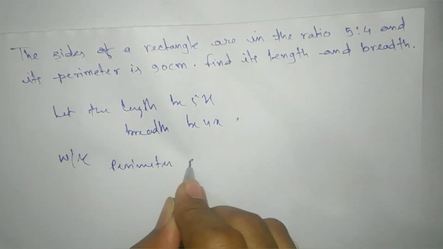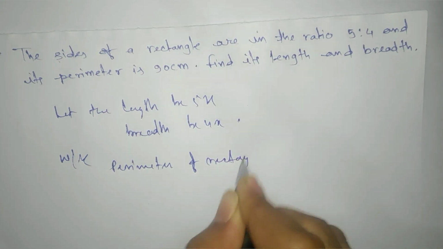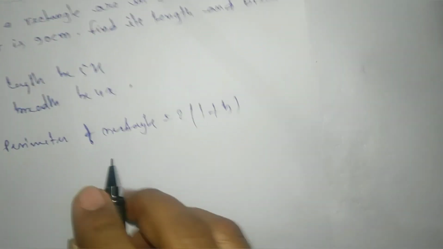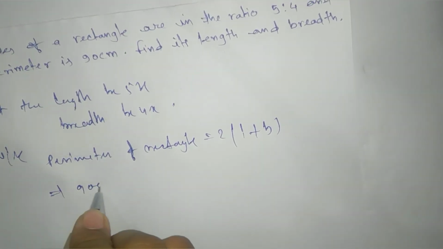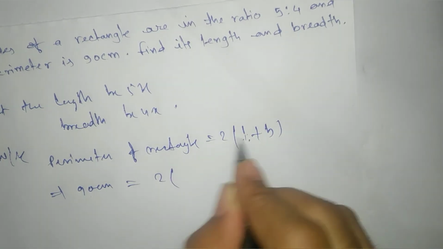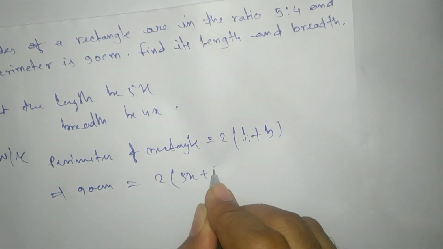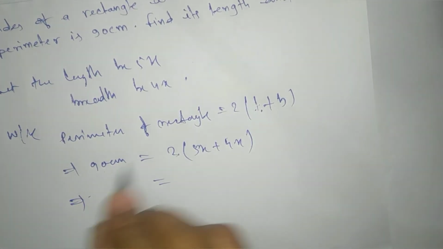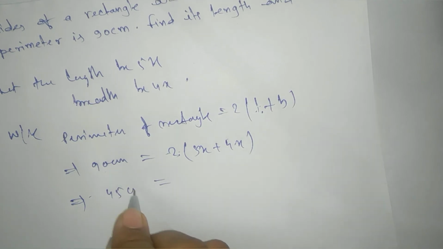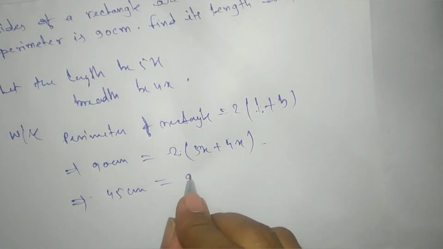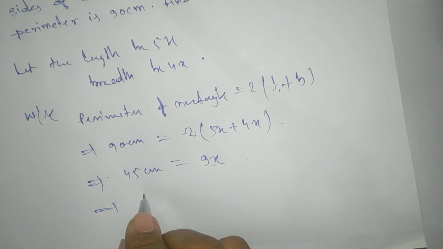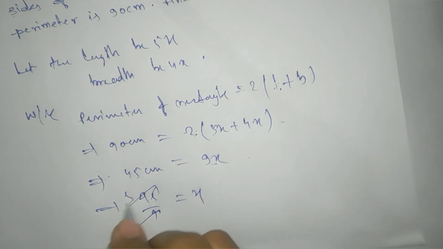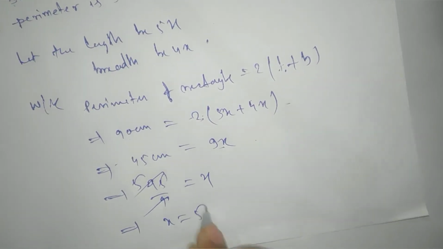The perimeter of a rectangle has a formula: 2 into (L plus B), length plus breadth. The perimeter is already given, 90 centimeters. We substitute L as 5x and B as 4x and add. Dividing 90 by 2 on this side, we get 45 centimeters, and on this side we get 9x. Now dividing 45 by 9, we get x equals 5.